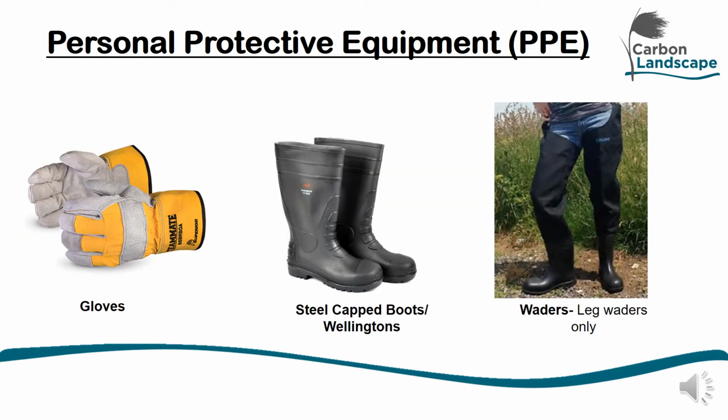In the carbon landscape, we put safety first, so our volunteers have to use protection. Gloves protect our hands from cuts, stings and blisters. Steel toe-capped wellies protect our feet from dropped tools, logs and protect our ankles on uneven terrain. They also keep our feet dry. Waders, just like the wellies, but we can go a little bit deeper with these.